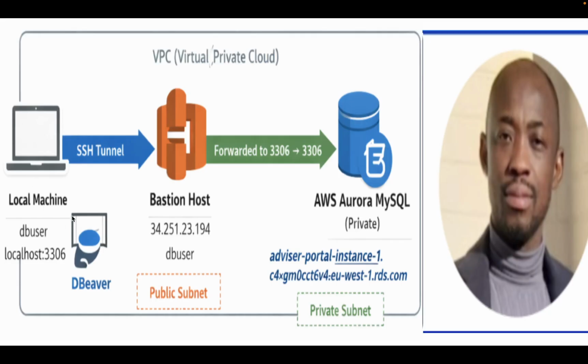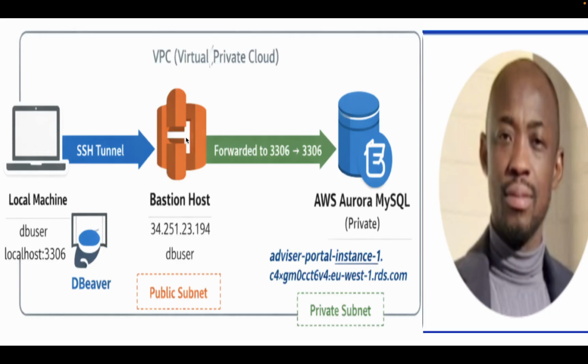From our own laptop, our own local machine, we have installed a DB client. Previously we did pgAdmin, but let's twist it a little bit and install DBeaver. DBeaver we have installed on our local machine. From DBeaver we're going to connect through an SSH tunnel to the Bastion host.